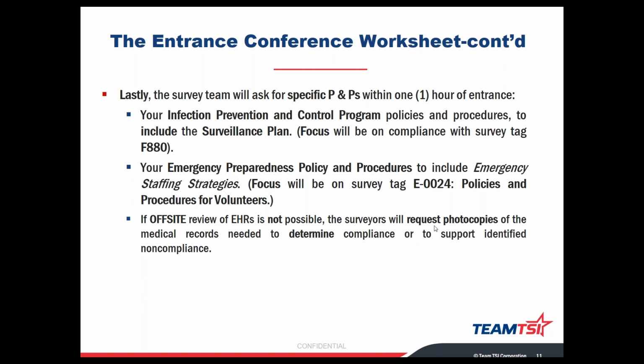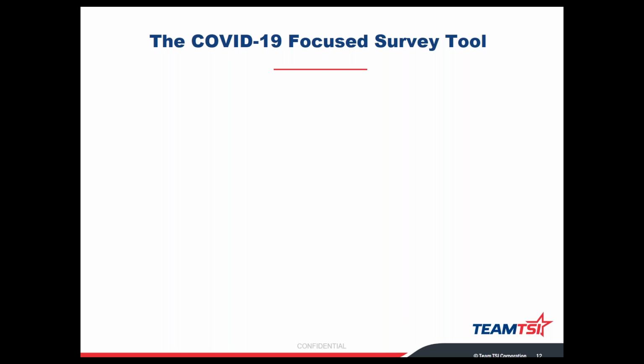The off-site review: if they're unable to do the off-site review for the EHR, then you're going to either print or photocopy whatever medical record information is determined by the team that they need to determine compliance or to support identified non-compliance. So in the event that they can't do the off-site review, you do not have the capability to provide that to the EMR, then we'll be making copies or printing.